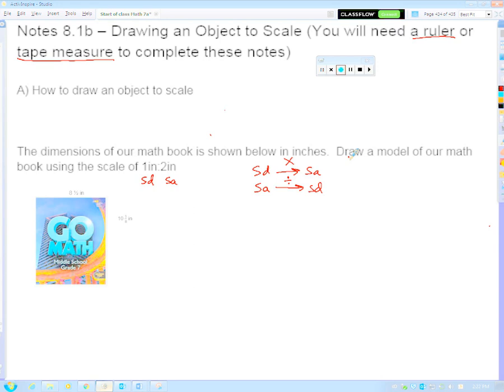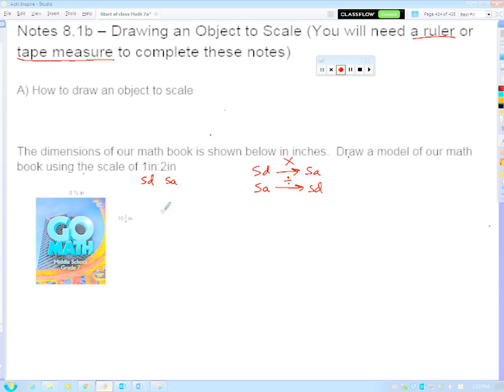Okay, so let's take a look at this. 1 inch of the scale drawing equals 2 inches of the scale actual. Okay, when we draw this out, here's the one side of our math book, 8.5 inches. So what we need to do is take 8.5 inches and divide that by 2 inches. Alright, and we're going to have to work with the fractions on this. We can turn them into decimals, but it's kind of a weird process when we do that. So we're going to work on dividing fractions. Okay, so we're going to get the size of the first side that we need when we draw this out.